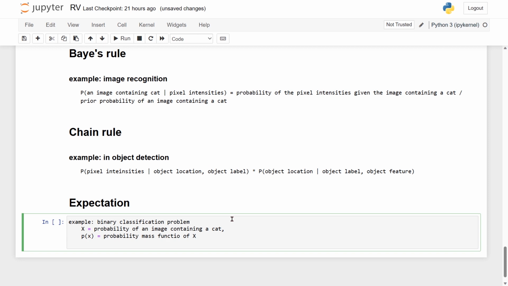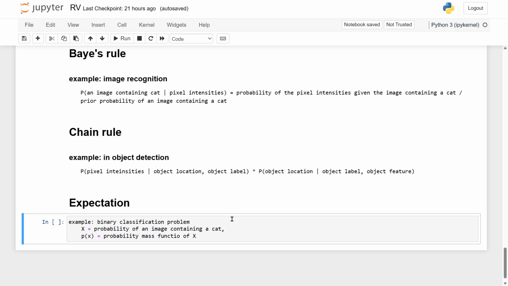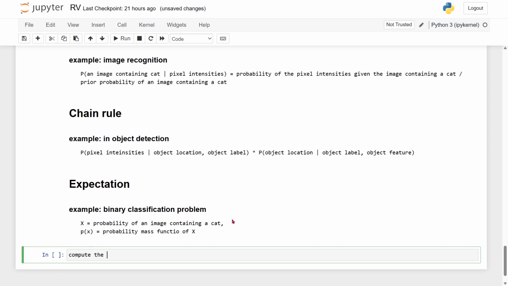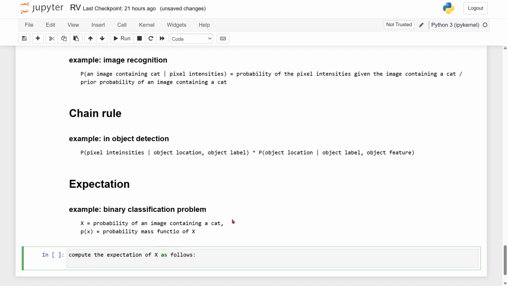Now we can compute the expectation of capital X. Let's compute it as follows. E of X is equal to 1 times P of X equals 1, that's the first value. As it is a binary classification, you will have 0 and 1. Then you have 0 times, because it is x times P of x. So 1 times the probability of X at 1, plus 0 times the probability of X at 0. That's it. This is your expectation for the binary classification problem.